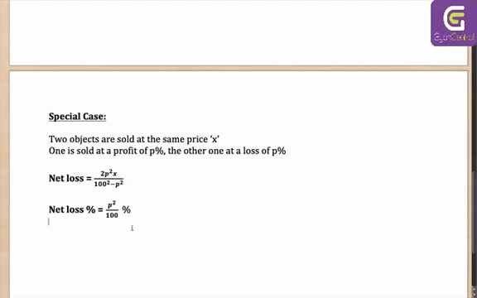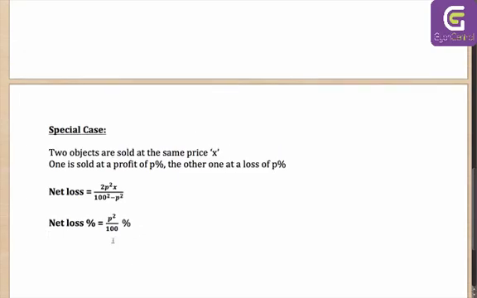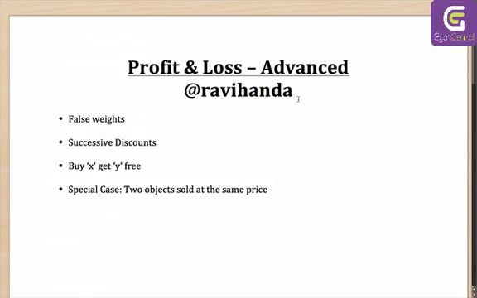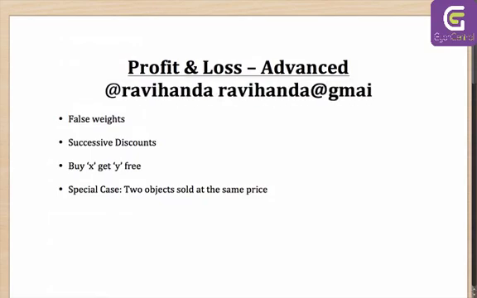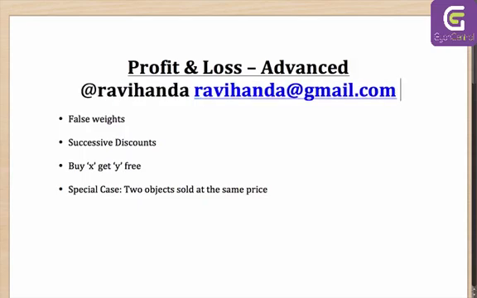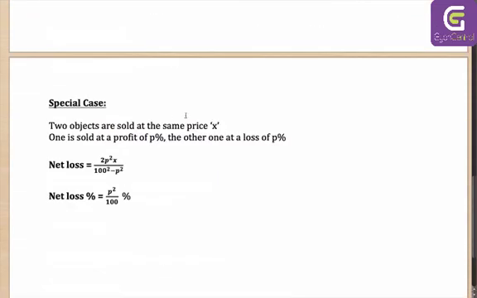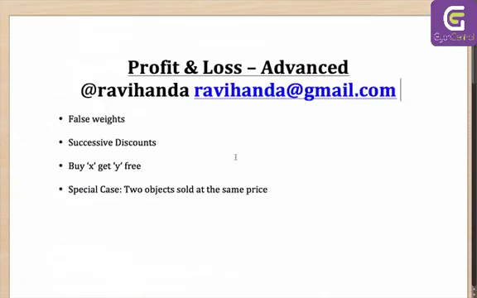As an exercise, I'll recommend that you try and derive both these formulas. In case you are able to do it, well and good. In case you are not able to do it, try harder, and you can reach out to me at Ravi Handa, which is my Twitter handle, or drop in an email to me at ravihanda@gmail.com. I'll tell you how to get these formulas. But before sending an email or reaching out on Twitter, please give it a try. Until and unless you try yourself, you're not going to learn much.